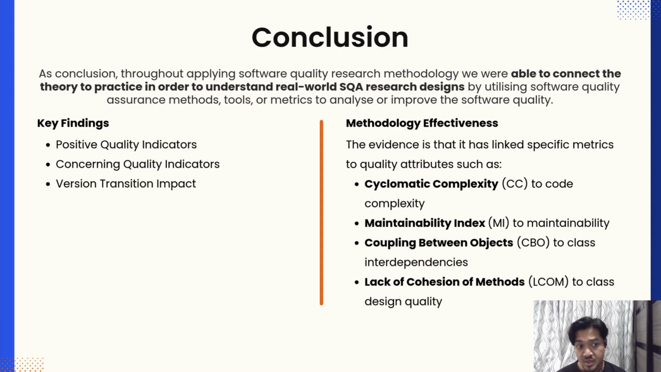As for the conclusion, through applying SQA research methodology, we were able to connect theory to practice in order to understand real-world SQA research designs by utilizing tools, methods, and metrics to analyze or improve software quality. Our three key findings are the positive quality indicators, concerning quality indicators, and lastly, the version transition impact. And the other thing is the methodology effectiveness. The evidence links specific metrics to quality attributes, such as cyclomatic complexity to code complexity, maintainability index to maintainability, coupling between objects to class interdependencies, and lastly, lack of cohesion of methods to class design quality.